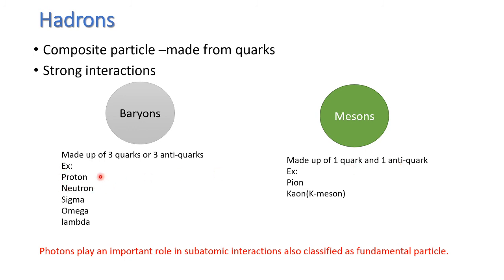So these are the examples: proton, neutron, sigma, omega, lambda. Here some examples are given: pion and kaon. Don't forget that the photon is also considered a fundamental particle, as it plays a major, important role in subatomic interactions. It is classified as the fundamental particle of the electromagnetic spectrum.